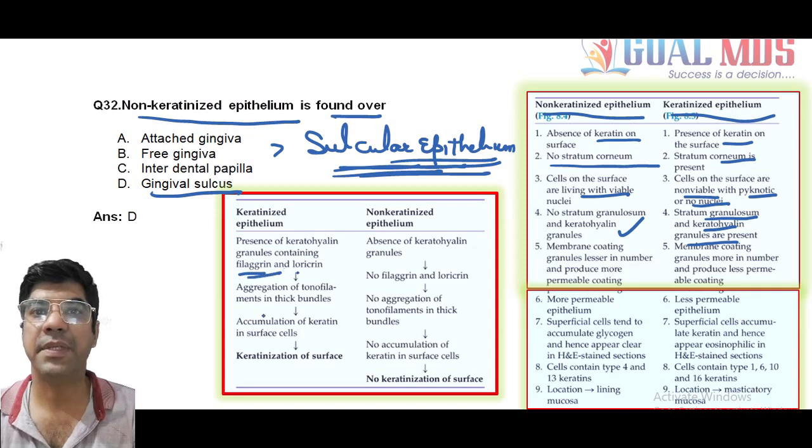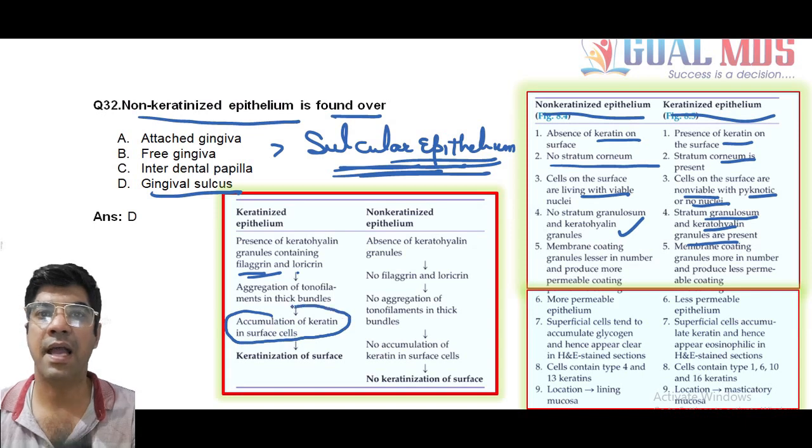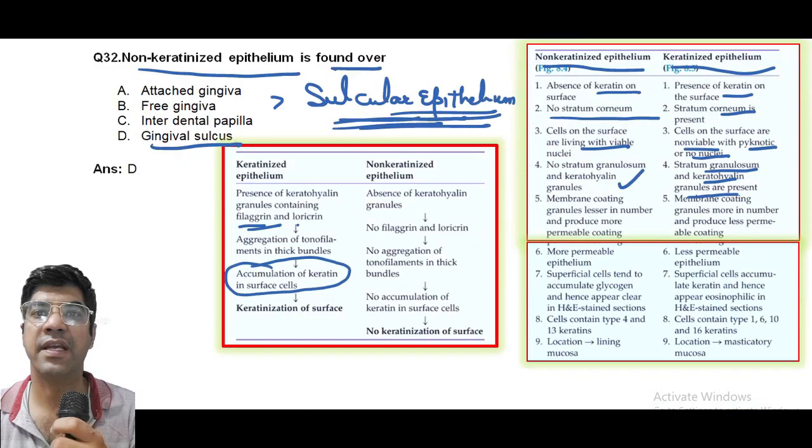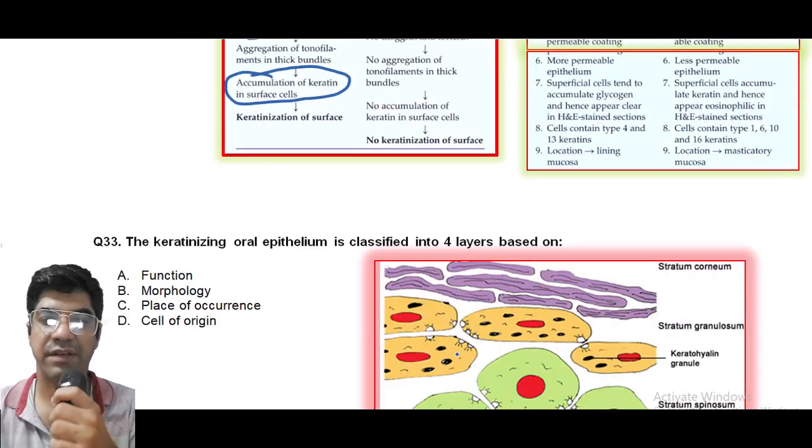In the keratinized epithelium, as we know, the keratohyaline granules contain filaggrin protein. So there is aggregation of tonofilaments that leads to accumulation of keratin in the surface cells, that leads to keratinization of the surface.